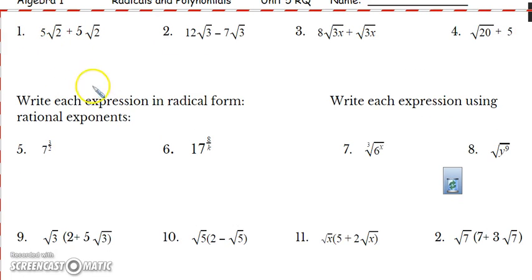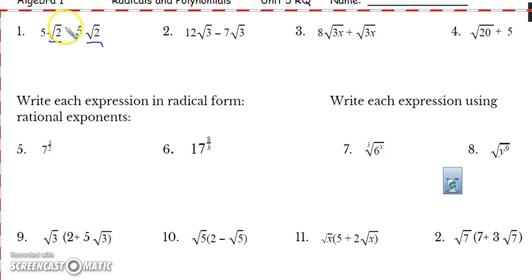Hey everyone, there's a few problems I'm going to go over with you for this review. I don't think it's necessary to go over all of them, so let's go ahead and get started. Remember, we're just doing addition, subtraction, and multiplication. When it comes to these, you're really just looking at these like terms here.